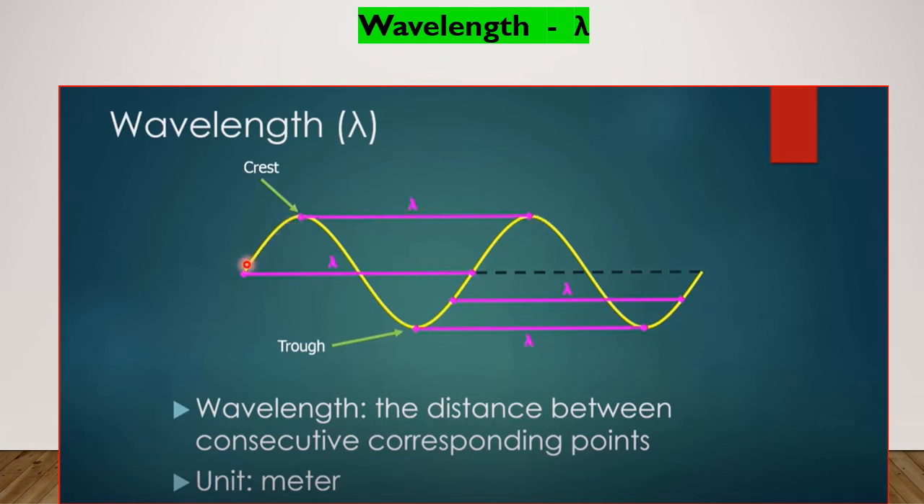Correspondingly, for example, in the middle between the crest and the trough, from here to here is one wavelength. Another example is halfway from the midpoint to the trough. So from here to here is also called one wavelength. Notice that they are all equal. The unit of wavelength is meter.